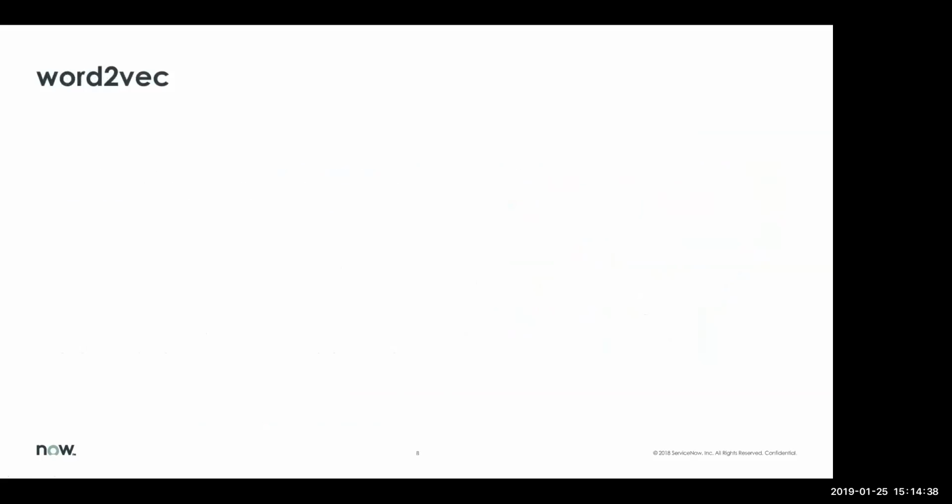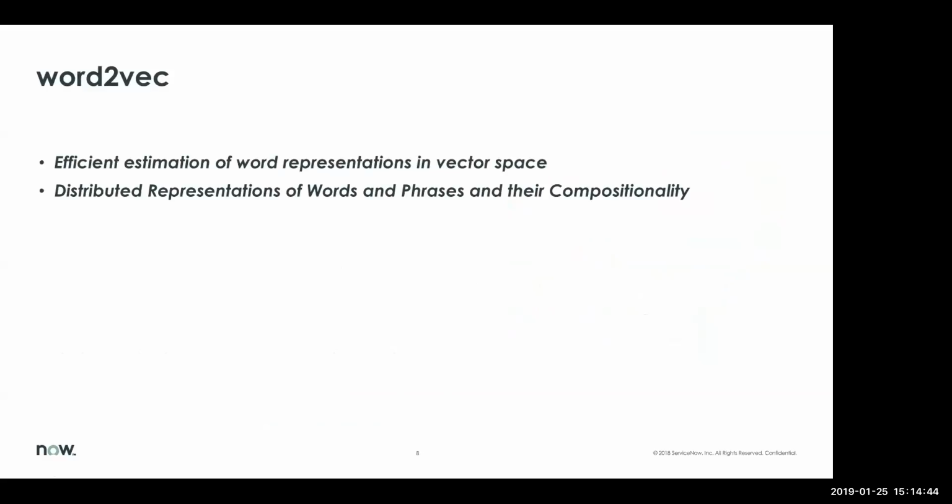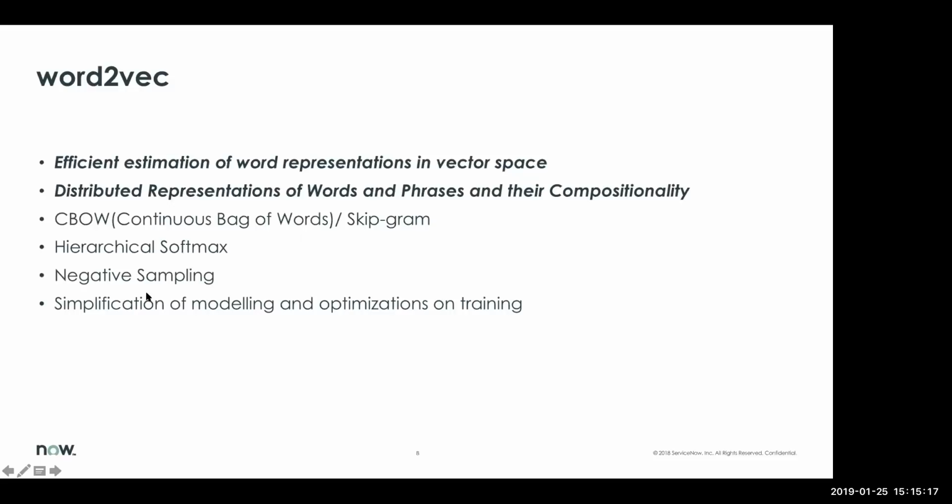After this neural network language model, after a few years, word2vec came to the world. These two papers propose this method. The first paper proposed CBOW, which is continuous bag of words, and skip-gram. It also proposed hierarchical softmax and negative sampling. These two are optimizations for training.